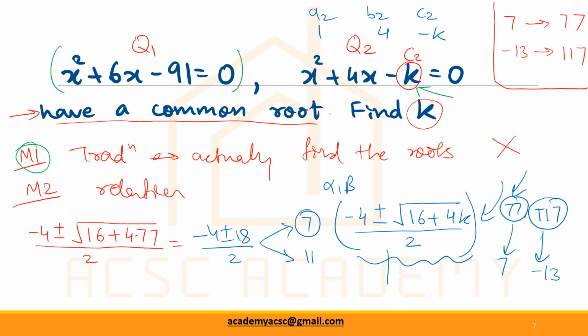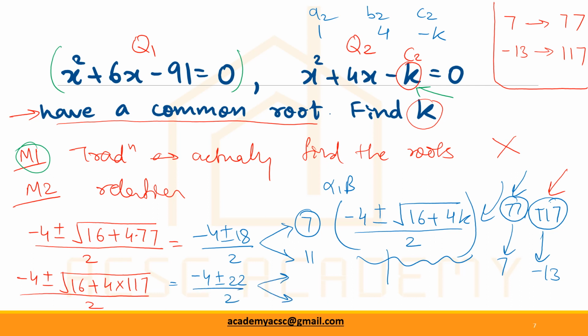By substituting k as 117, we get minus 4 plus minus root over 16 plus 4 times 117 by 2. This evaluates to minus 4 plus minus 22 by 2, and from this we get two values, which are 9 and minus 13. So from this also we have got minus 13. So now we are not able to conclude which of them is the common root. So this M1 method fails over here.